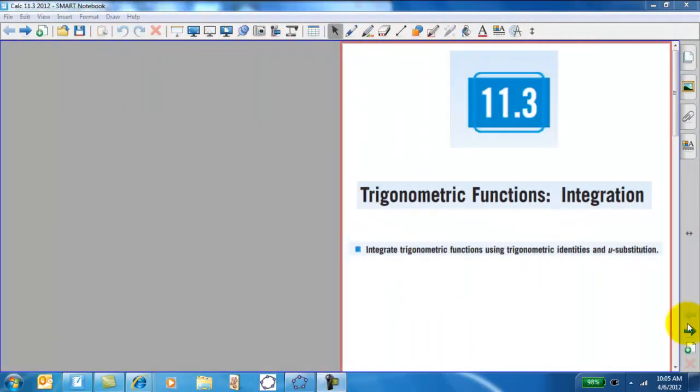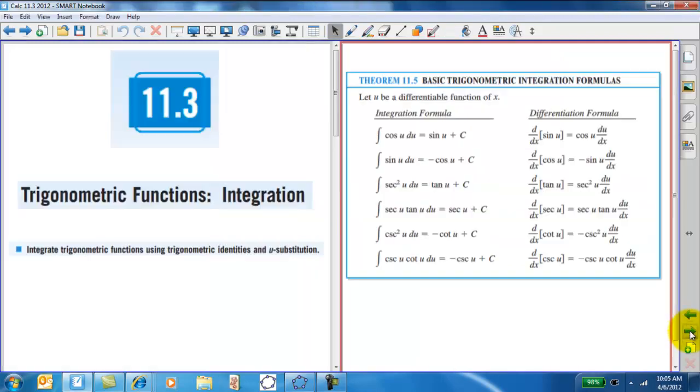Our calc students are here with trig functions integration, which is always a little trickier. Part of our basic trig integration rules is just to take the derivative rules and take them in reverse. Remember how the derivative of the sine was the cosine? So the integral of the cosine is the sine. And if the derivative of the cosine is negative sine, the integral of the sine is negative cosine.